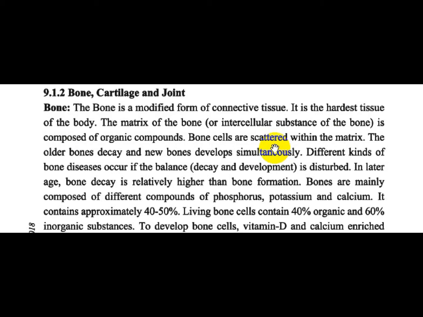40% and 60% respectively. The organic component includes collagen fibers and different types of polysaccharides, and the notable inorganic components of the bone are calcium phosphate, calcium carbonate, calcium chloride and magnesium phosphates. The bones are hard due to calcium salts in the matrix. All of these bones in our body have three types of cells: osteoblasts, osteocytes and osteoclasts.